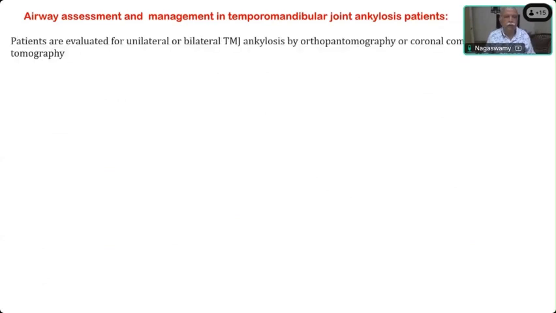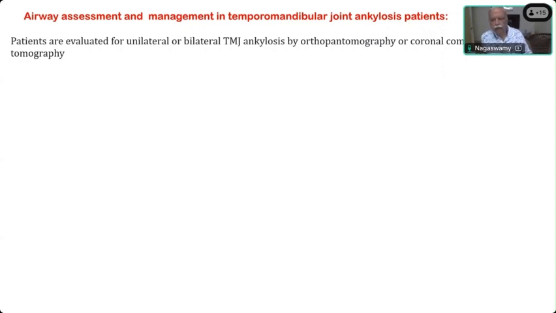So patients are evaluated. First of all, what you have to see is whether they have a unilateral or bilateral TM joint ankylosis by orthopantomography or coronal computed tomography. So what is the difference between unilateral and bilateral TM joint ankylosis?